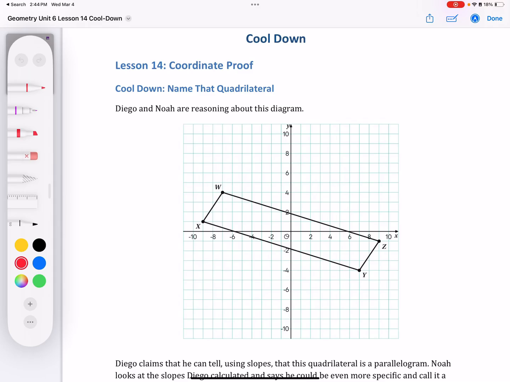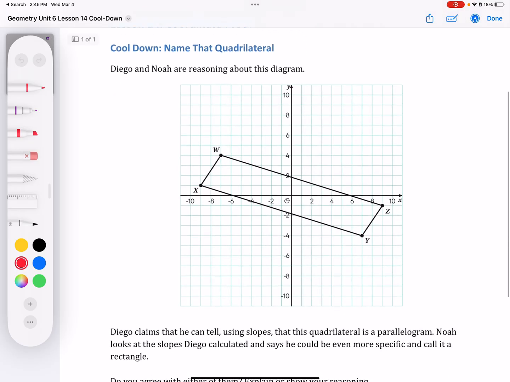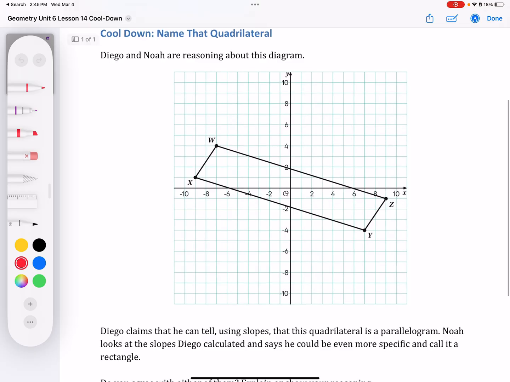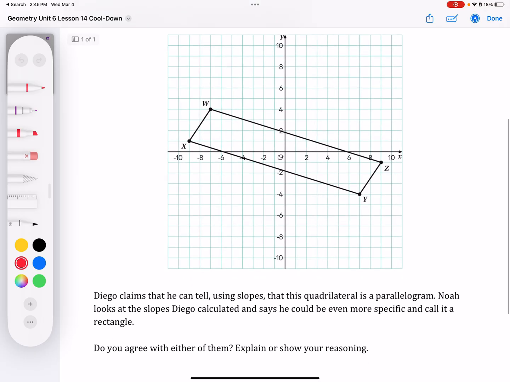Okay, this is lesson 14 on coordinate proof, and we're looking at the cool down right now. The cool down is named "Name That Quadrilateral." So Diego and Noah are reasoning about this diagram. Diego claims that he can tell using slopes that this quadrilateral is a parallelogram.